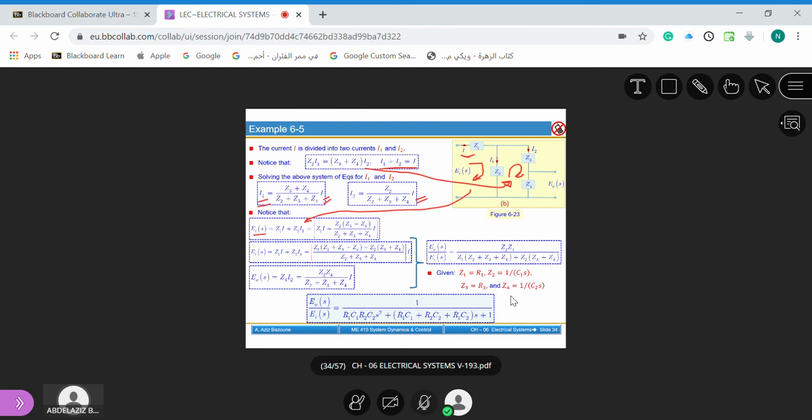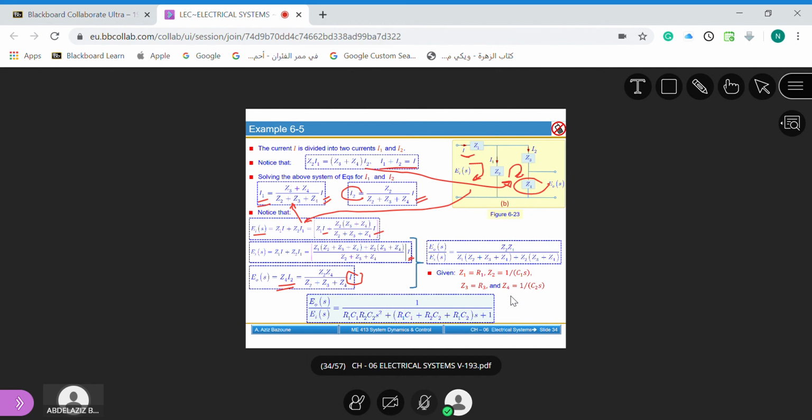Now, if I substitute I1 from here to here, I will write Z1I plus Z2 times this one. So I have everything in terms of I here and I here. Now Ei, I can simplify it. So after that, it will get simplified here. E naught is equal to what? E naught is equal to Z4 times I2. I substitute I2 by its equivalent in terms of I, so I find the relationship between E naught and I.